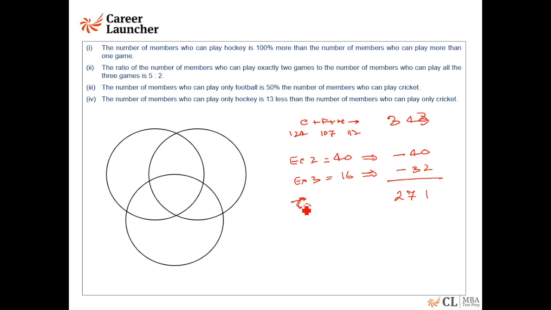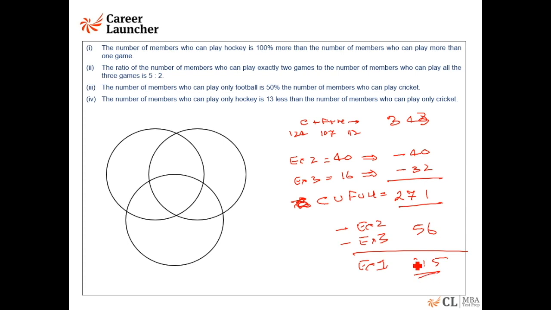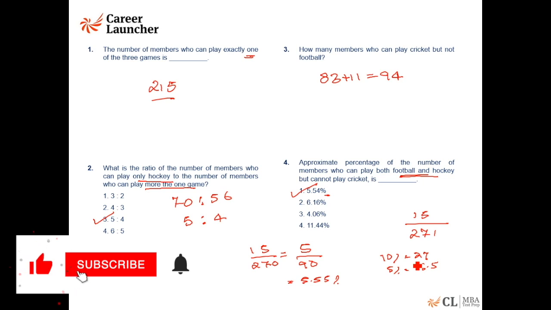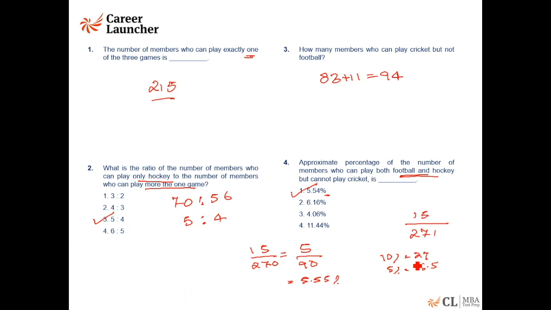That means cricket union football union hockey should be 271, or there are 271 members in the club. After that, from 271, if you reduce exactly 2 and exactly 3, you will be left with exactly 1. And this was 56. So this was 215. Okay. So I hope this set is fine. Looks deficient in terms of information, but if you are able to pick out those couple of important points, you can probably solve this data set very, very fast.